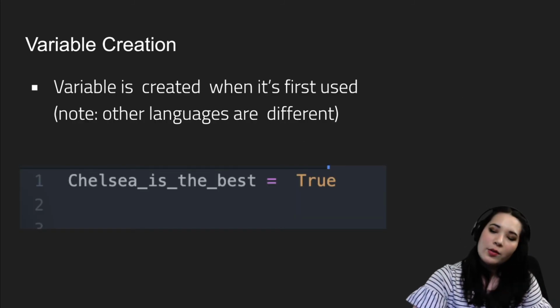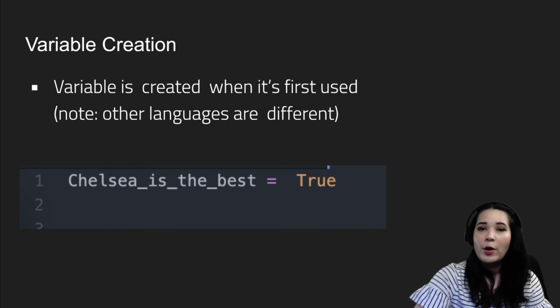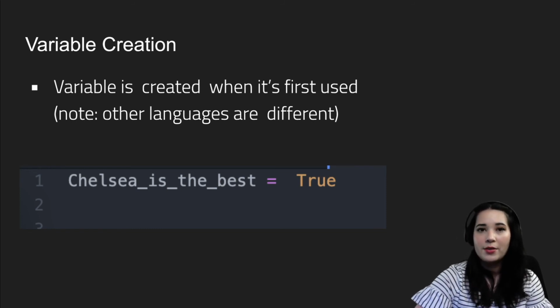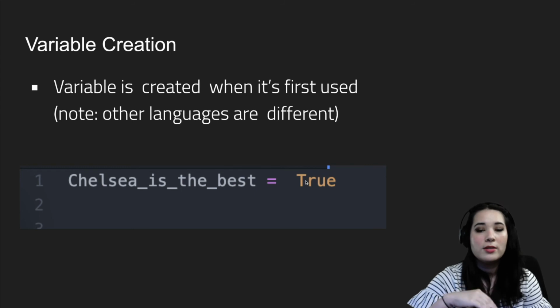All right, now that we've talked about choosing names, let's talk about how to create a variable. In Python, variables are created the first time they're used, and this is actually slightly different than in other languages if you coded in them. For instance, in this snippet, you can see we have created the variable Chelsea is the best and set it equal to true, which means once we run this line of code, the variable Chelsea is the best exists.